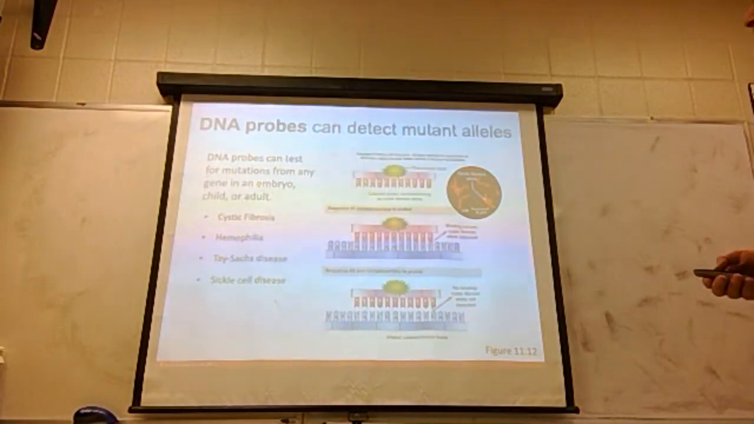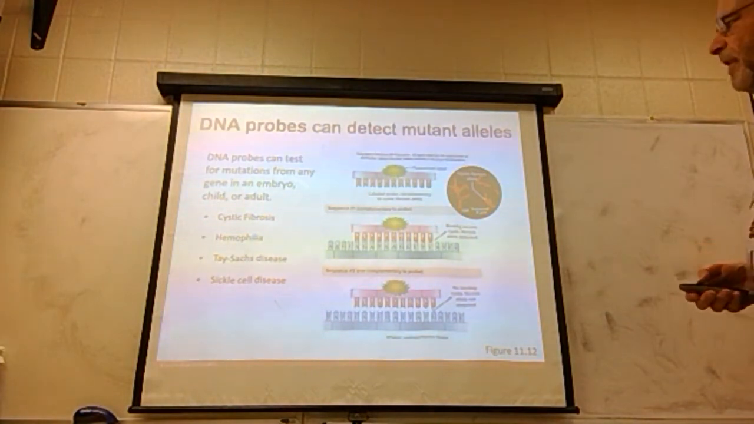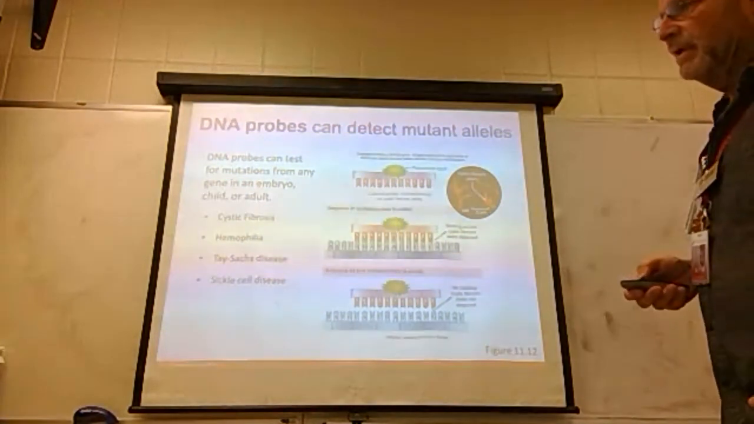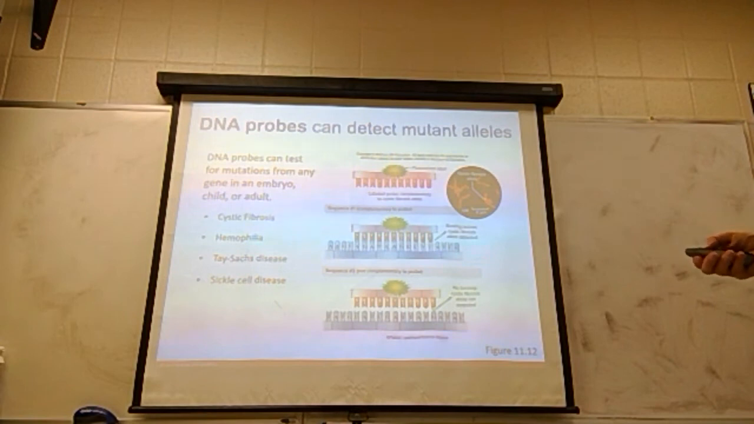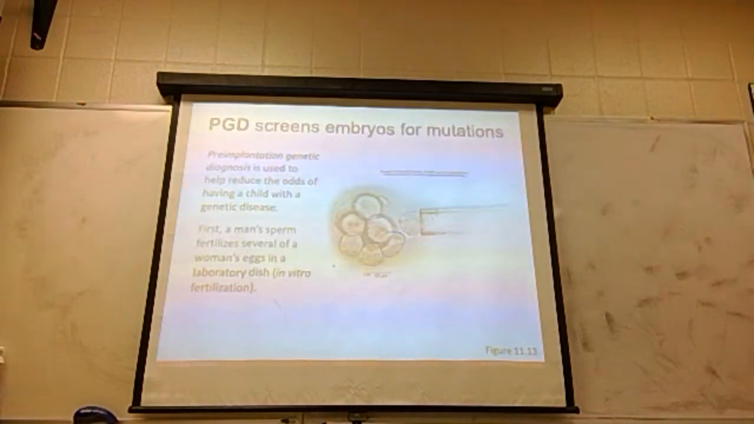They can test for mutations in an embryo, a child, or an adult. Again, these are things that we can test for using DNA probes while the child is in the very early stages of development. We can tell in the first trimester if someone will be born with cystic fibrosis, hemophilia, Tay-Sachs disease, sickle cell, and there are many, many others as well that we can determine.